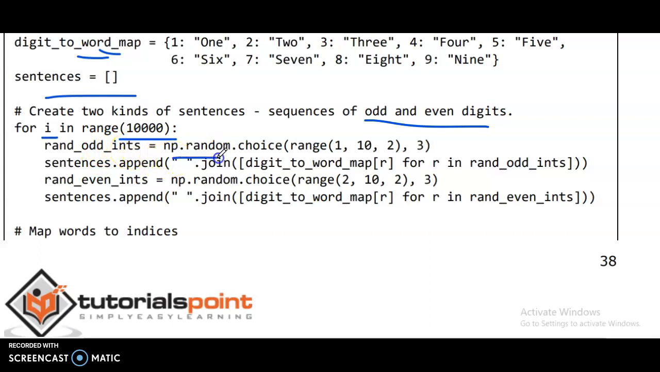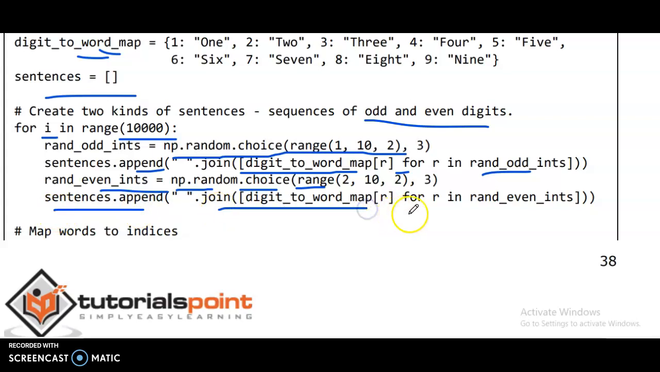ints = np.random.choice(range(1, 10), 2, 3). sentences.append(' '.join(digit_to_word_map[r] for r in random_odd_ints)). Then for even ints: np.random.choice(range(2, 10), 3). sentences.append(' '.join(digit_to_word_map[r] for r in random_even_ints)), mapping words to the indices.